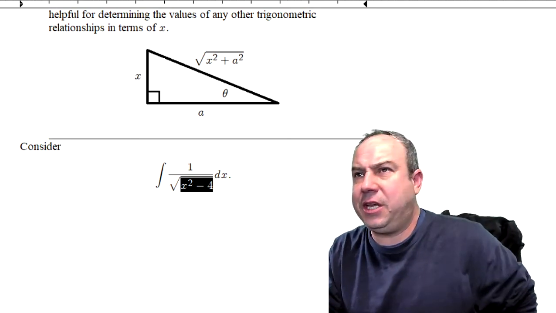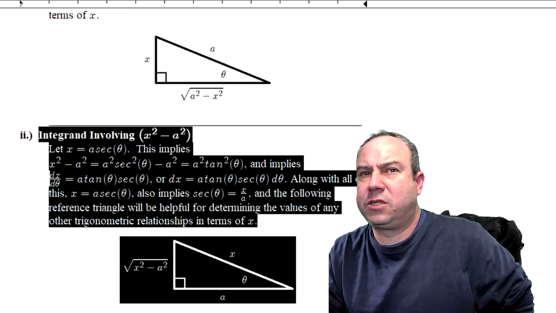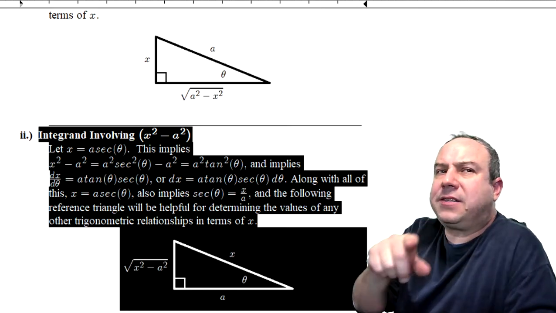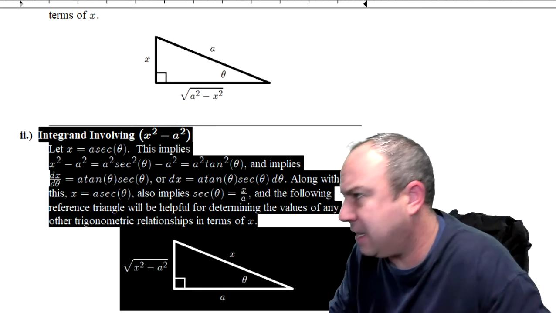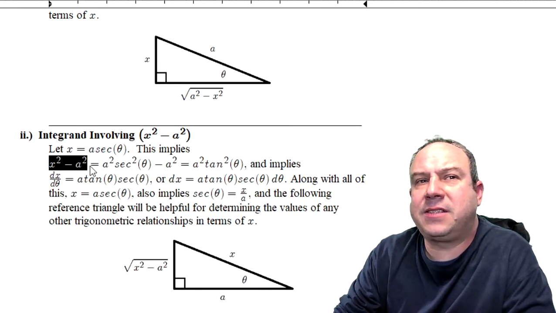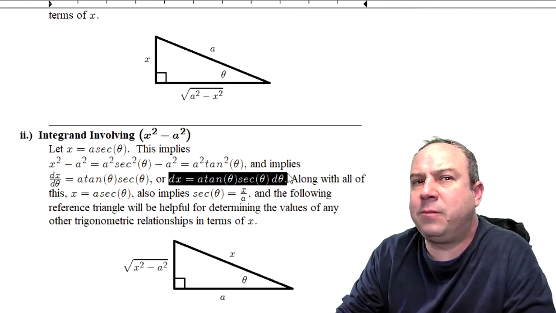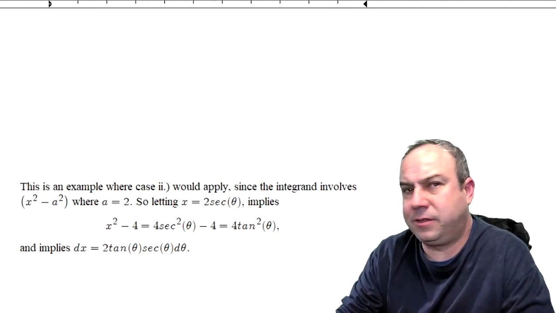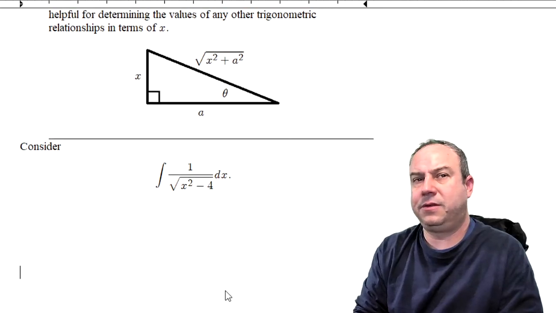So our strategy is what's told to us right in here. This is what we have to know. X is going to be a secant theta. A is 2, so x is going to be 2 secant theta. So x squared minus a squared will be 4 tangent squared theta. And dx will become 2 tangent theta secant theta d theta in my integration. I can perform that with these substitutions. And I do make note of that.